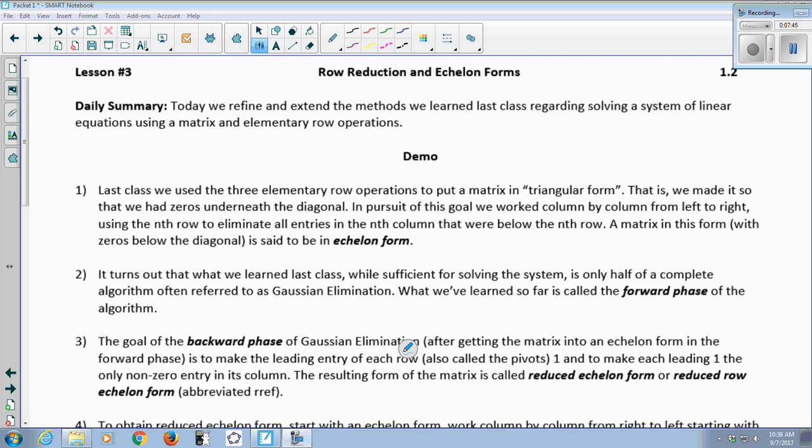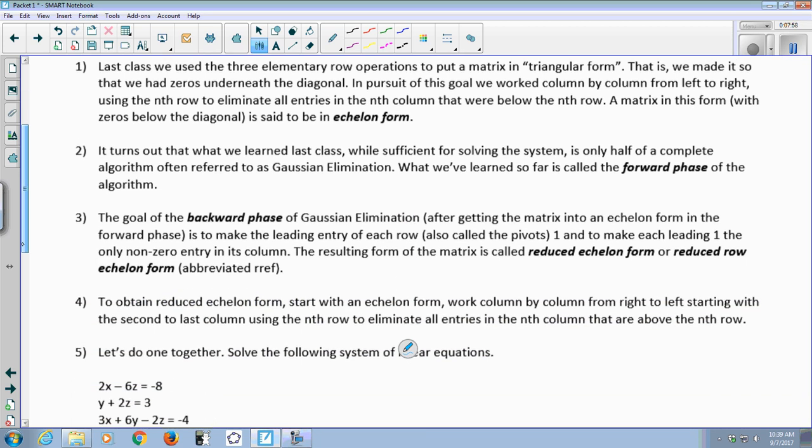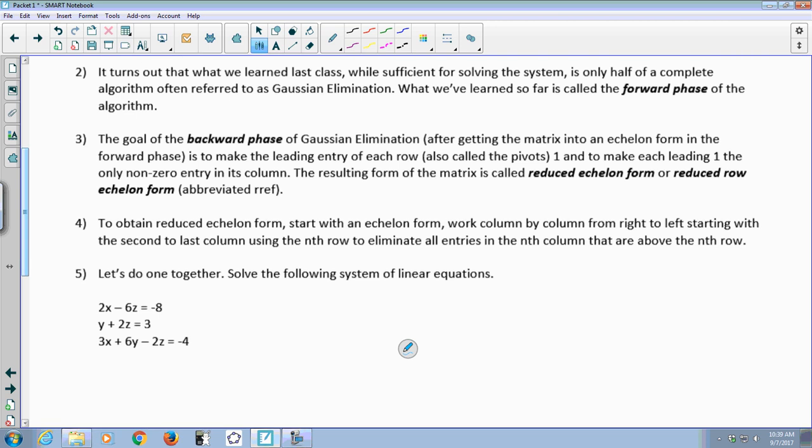So a matrix in that form, we were calling it triangular, and that was pretty colloquial language, but it's more technically referred to as echelon form. So it turns out that what we learned last class, while sufficient to solve the system, because you end up knowing what z equals, and then you back substitute to get y, and then you back substitute to get x, is only half of a complete algorithm called Gaussian elimination. Gaussian because it was invented by Gauss, like the most famous mathematician ever.